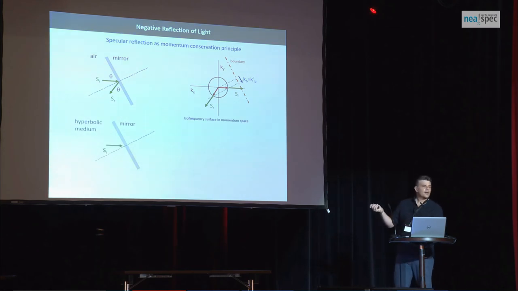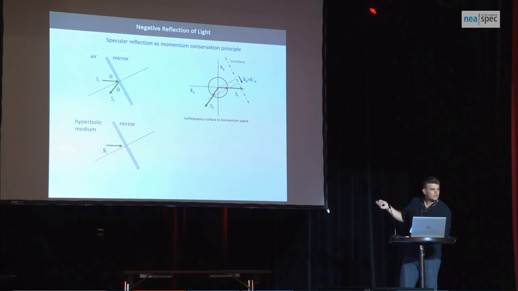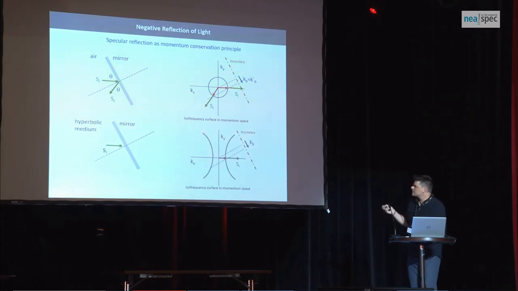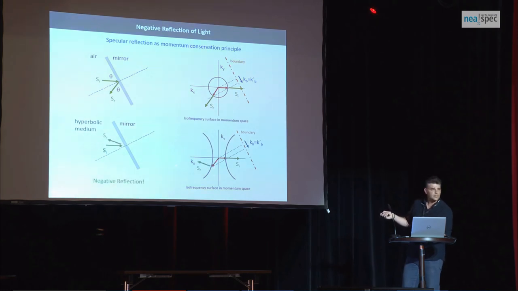But what happens if we now have a hyperbolic medium? As I showed you before, k and s, pointing vector and wave vector, are not collinear anymore. In isotropic media, they are always collinear. And this is what makes things more exotic. So if we have a wave that comes with this wave vector and this pointing vector here, which in this case is the only direction where they are collinear, we have this projection, and then the only wave vector that fulfills this same projection to the boundary is this other wave vector, which has this pointing vector.